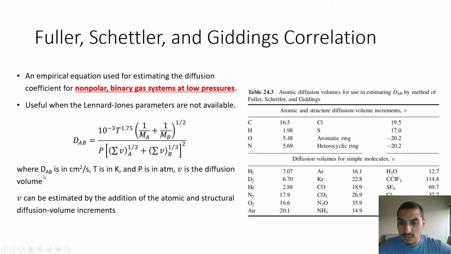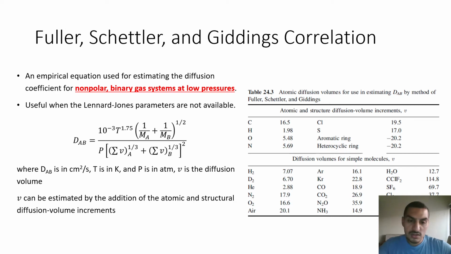The equation produces diffusivity in centimeter square per second, T in Kelvin, P in atmosphere, and V is called the diffusion volume. And the diffusion volume is a parameter that is dependent on the types of materials or the types of species that are included in the process of diffusion. So there are some known values that are available for simple molecules which are commonly used. We have here hydrogen, helium, air, oxygen, N2O, carbon dioxide, and so on.